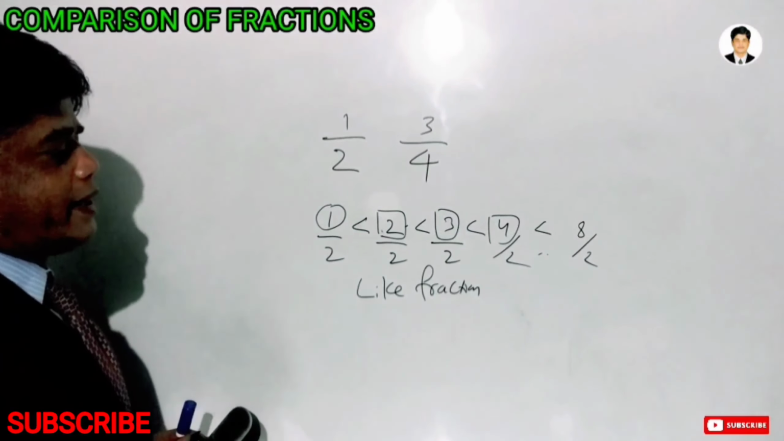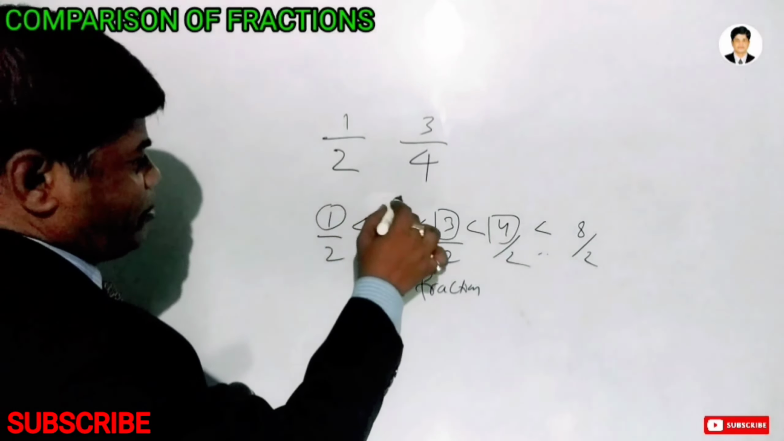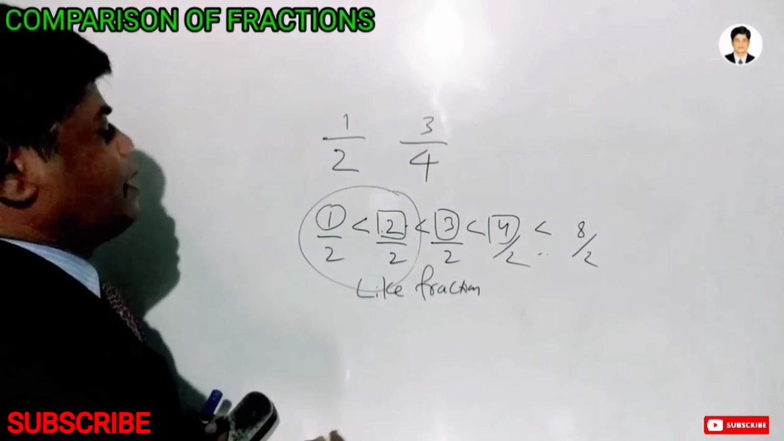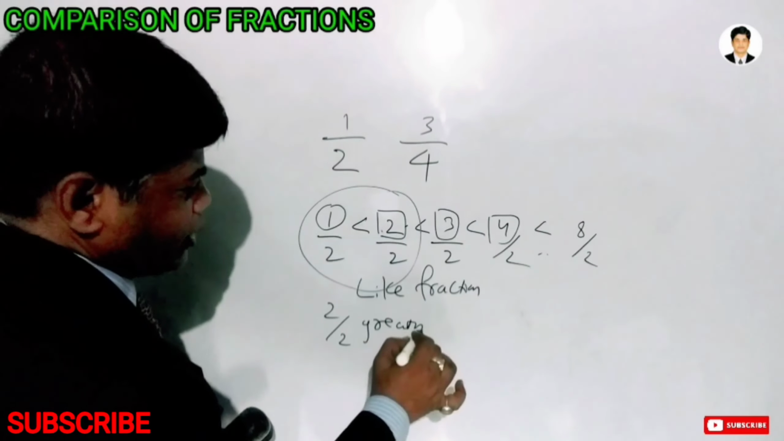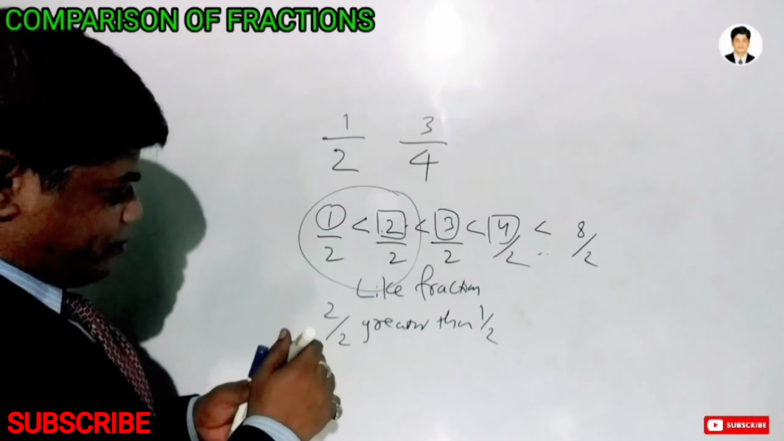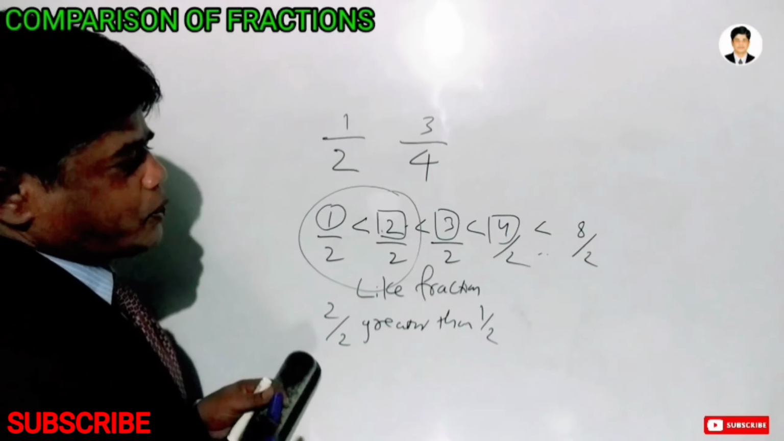Then how can we decide which is greater? Is 1 by 2 greater or 2 by 2 greater? If you compare this portion, 2 by 2 is greater than 1 by 2. Okay, if you compare this one, which is bigger, which is smaller, 4 by 2 or 8 by 2?